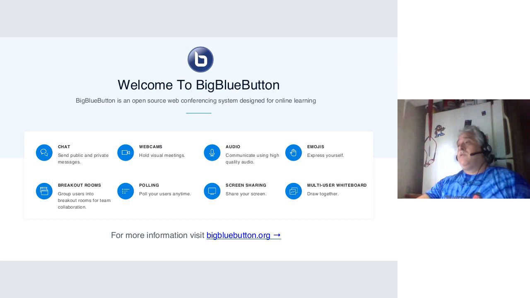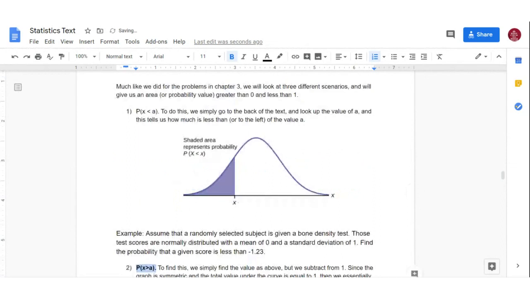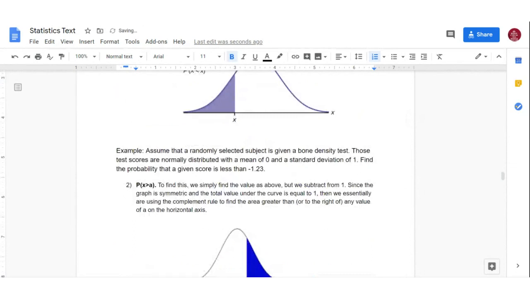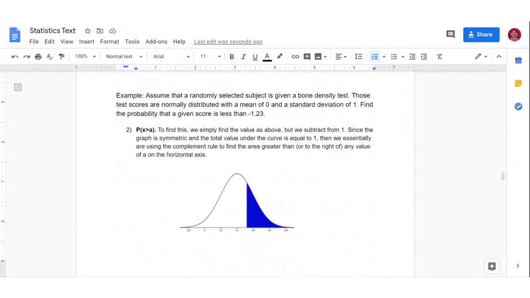let's go back to those notes and look at now the second way, or the second scenario. Make this bold. All right, see how this is different? It's now no longer less than, it's greater than. And notice that the area that's shaded is on the opposite side. Well, what this means is you use the complement rule. You can get the calculator to do the greater than for you in one step, but I'm going to show you using the complement rule.